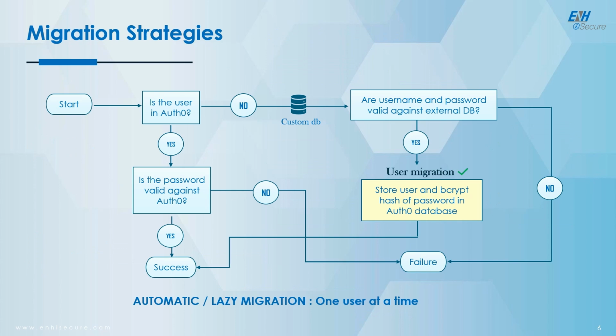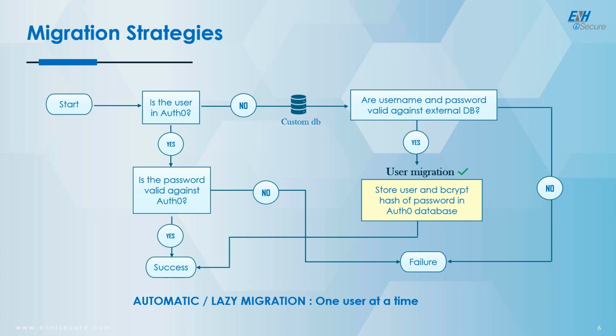Auth0 gives you two migration strategies: automatic migration, also known as lazy migration, and bulk migration. Let's dive into automatic migration. The process starts with every login attempt. Auth0 first checks if the user already exists in Auth0's database. If they do, authentication happens normally through Auth0 by validating the password against the Auth0 user store. For users not yet migrated, Auth0 calls your custom database to validate their credentials against your legacy system.